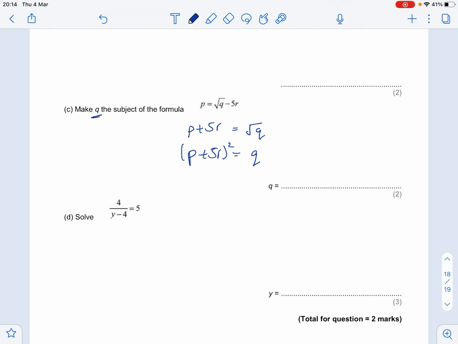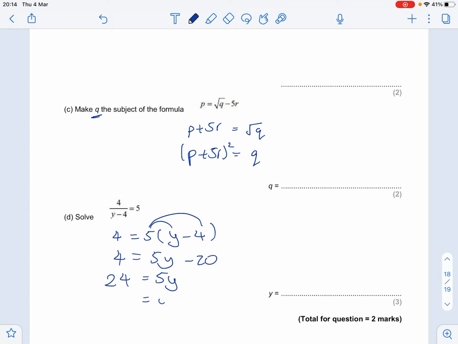Then part D is solve the equation. So we multiply by 4 on both sides. Then we expand our bracket. We get 5y minus 20 equals 4. Then we have 5y equals 24. We have y equals 24 over 5. You can write this as 4.8.